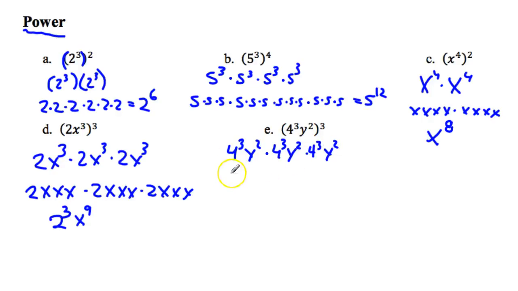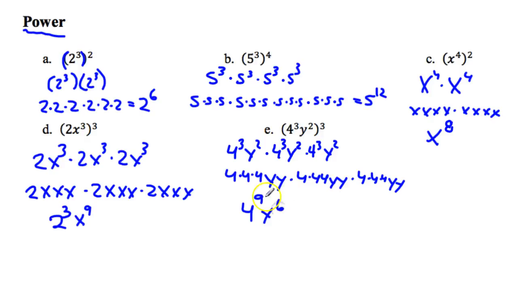Then I need to expand those ones. So 4 times 4 times 4 times y times y times 4 times 4 times 4 times y times y times 4 times 4 times 4 times y times y. That's kind of like a song. That was pretty good. All right, so now how many 4's do I have? 1, 2, 3, 4, 5, 6, 7, 8, 9. So 4 to the 9th power. How many y's? 1, 2, 3, 4, 5, 6. Y to the 6th power.